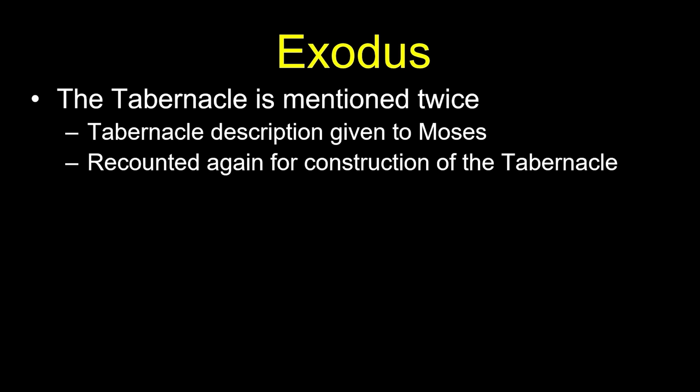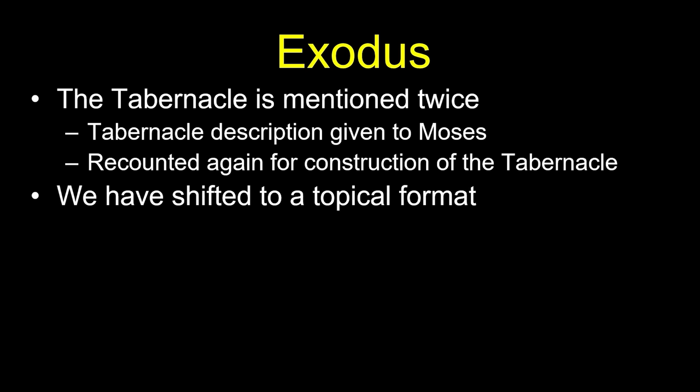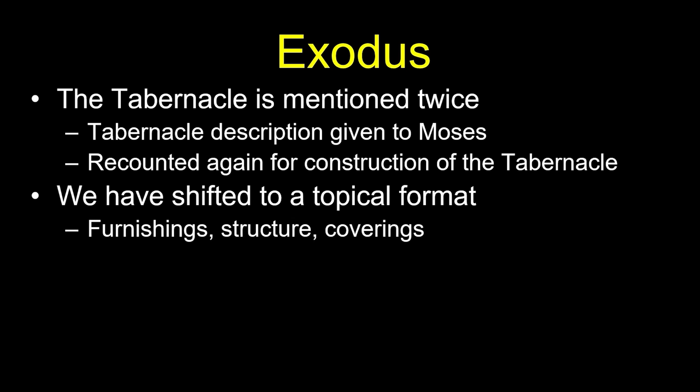So if we were just going to go chapter by chapter, we'd actually go through the tabernacle twice. Once when it's initially presented to Moses, and then there's a little interlude, and then when they actually build the tabernacle. And so that would be repetitious and I think unnecessary. What we've really tried to do is, I've tried to shift somewhat to a topical format, talking about the various furnishings and the rough structure and the coverings, which we discussed last time. That leaves a couple of things that I think we've commented on before, but we might comment on just again.